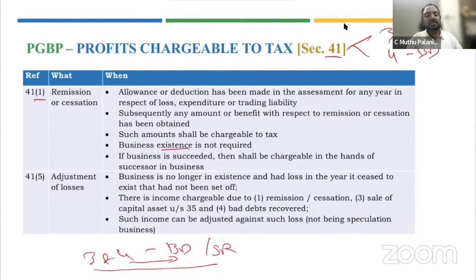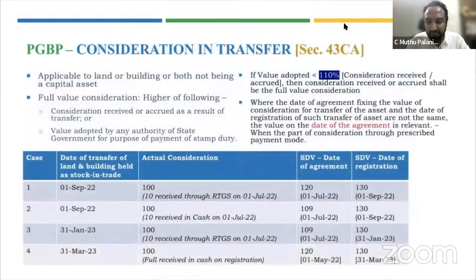In case the business is subsequently succeeded, which means it is succeeded by a son who has taken over the business of the father, though the owner has changed, it will still be taxable in the hands of the successor. So that's what it is about. And these losses are something, when you are treating these as deemed income, you can adjust losses, even though the business is no longer in existence. So that's what they're talking about. For all these things, you can adjust business losses, even though the business is not in existence.